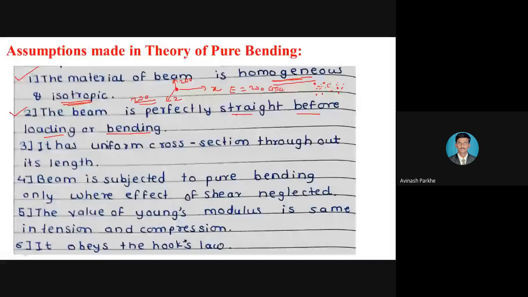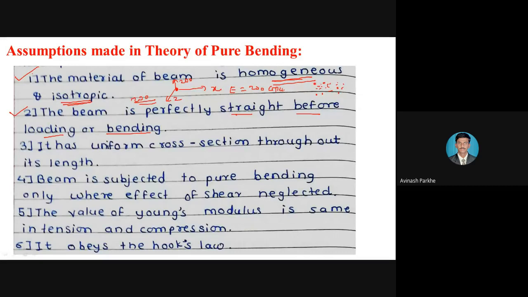If it is perfectly straight before loading, after bending no problem, after loading no problem. The bending of the beam is taking place because load is applied. But before loading, before bending, the beam should be perfectly straight. So this is the second assumption.